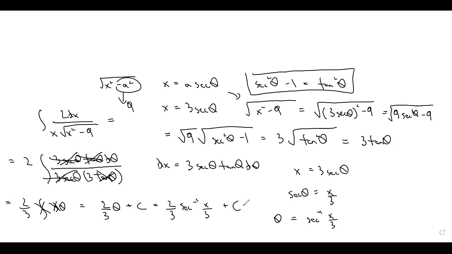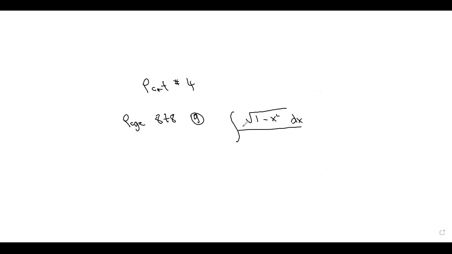I have the questions, but I don't know which are the longer or harder answers, so I'll just pick one. Okay, this is participation number 4. This is page 878, number 9. It is the integral of square root of 1 minus x squared dx over x squared.